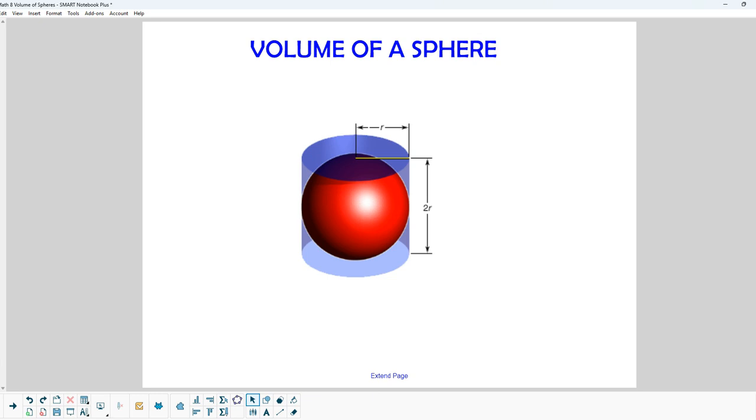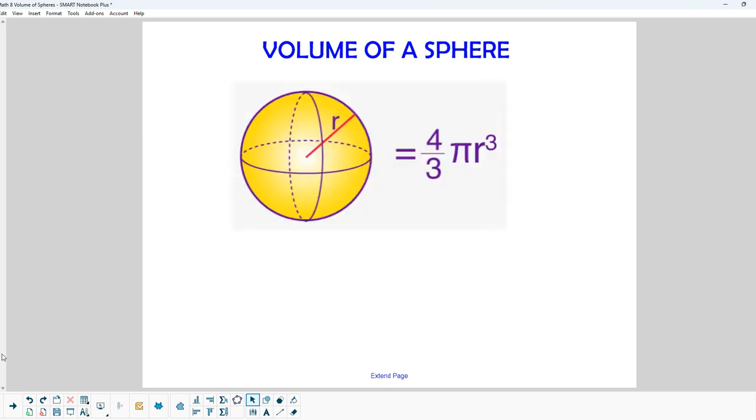So when we do a little bit of work and come up with a formula, this is our formula for the volume of a sphere. So 4/3 times pi times the radius cubed. So let's practice a few of these, just kind of get good at it and see what we can do.